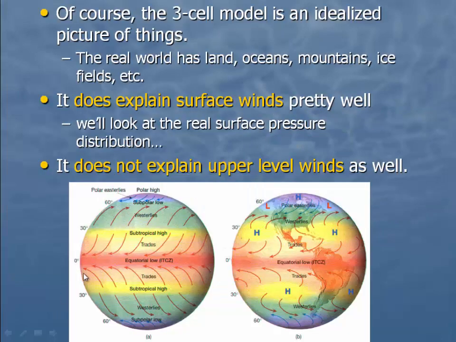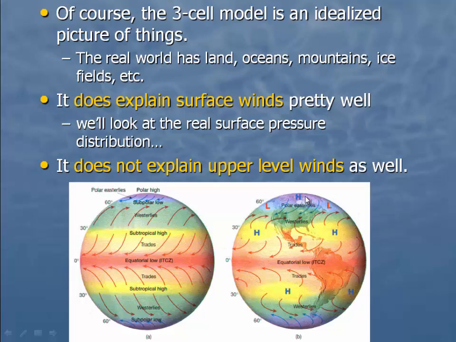So, without a tilted Earth, without land, this is what the flow at the surface would look like if you were to draw your three-cell model. So we'd have easterly winds in the trade regions, subtropical areas. We have westerly flow in the mid-latitudes and easterly flow in the polar regions. Looks pretty good. Second bullet point. It explains surface winds very well.